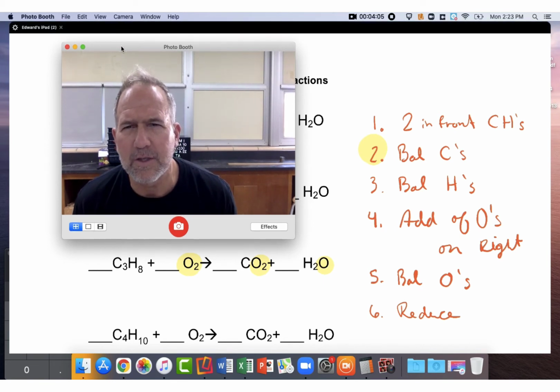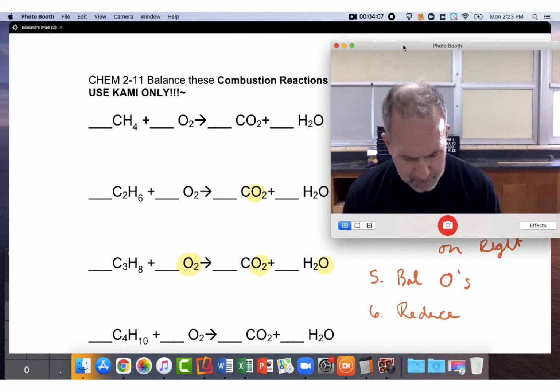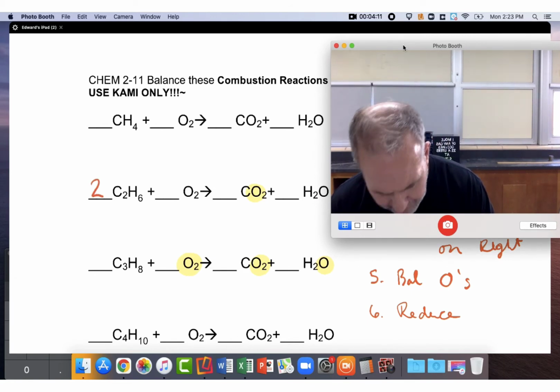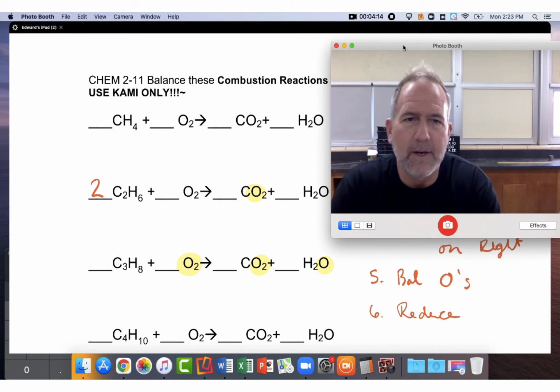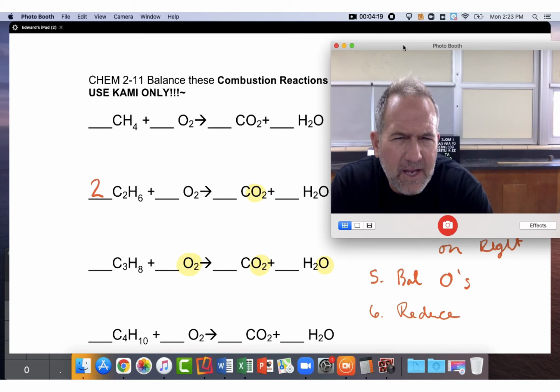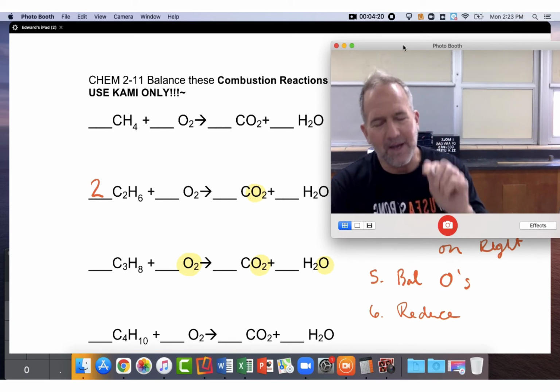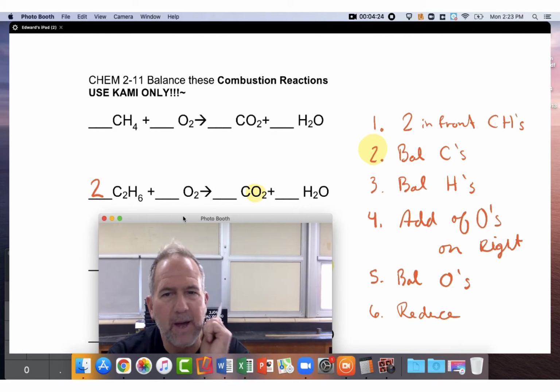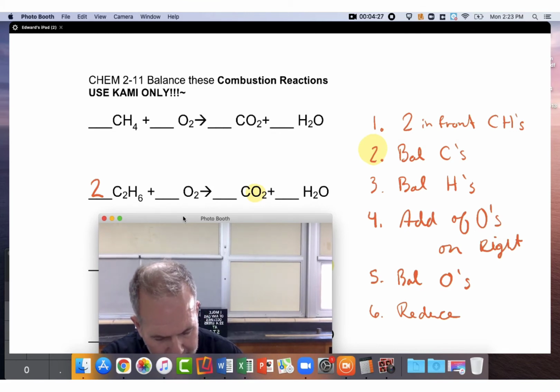All right, I'll quit talking and start balancing. So the first thing I'm going to do is put a 2 in front of the fuel. All right, and that's C2H6, so that would be ethane. You don't have to know that, okay? And now our next step was to balance the C's first. Now, I have 2 times 2, which would be 4 C's. So I'm going to put a 4 in front of that carbon dioxide right there.